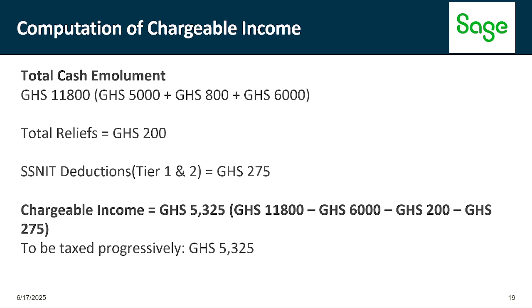So what is his chargeable income? The chargeable income will be the 11,800, the total cash emolument, minus the bonus. Why? Because bonus is taxed already. Minus the relief and minus also the SSNIT contribution. So the total to be taxed progressively will be 5,325.